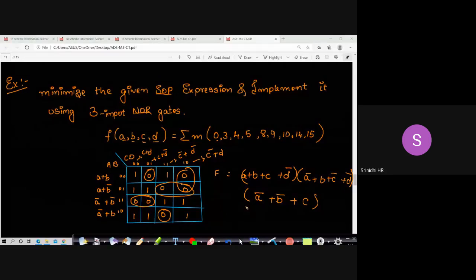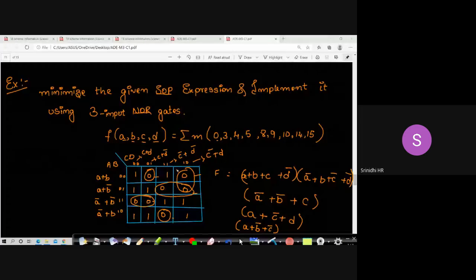Into the next, how many terms am I having? 1, 2, 3, 4, 5. How many terms are done? 1, 2, 3. The other two terms are different. What is my next term here? A plus C bar plus D, and what is my last term? A plus B bar plus C bar. So these are all my 5 terms which I got from this. Students who are not able to understand this mapping, please go through the concept of K-map again.